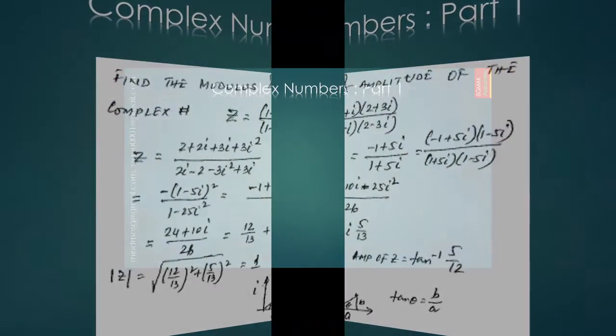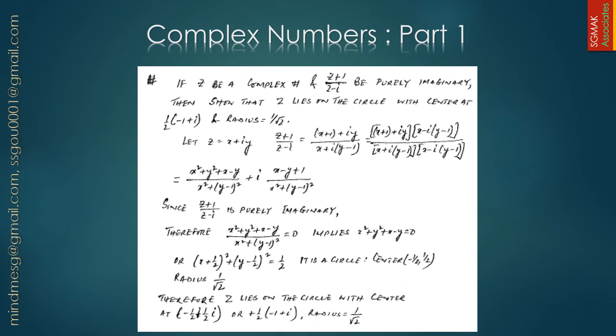Let's look at this problem: if Z is a complex number and (Z plus 1) divided by (Z minus i) is purely imaginary, then find the locus of Z. Show that its locus lies on a circle with center minus 1/2, minus 1 plus i, and radius 1 over square root of 2.